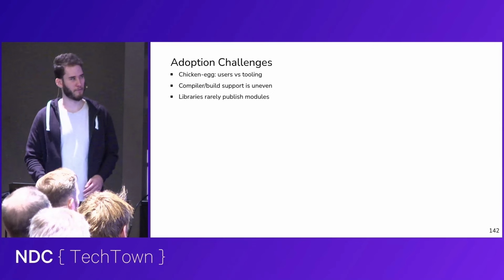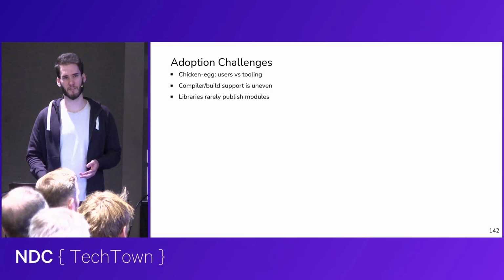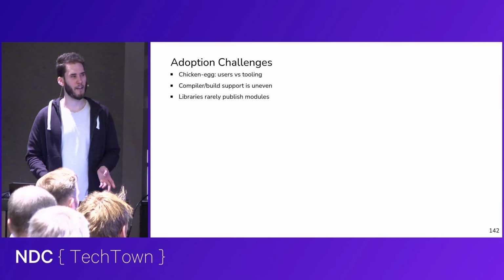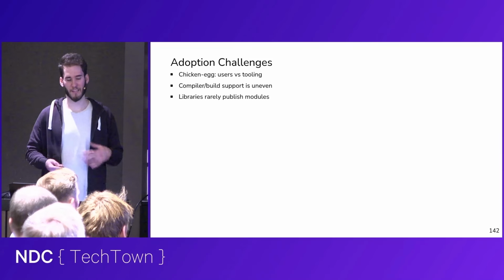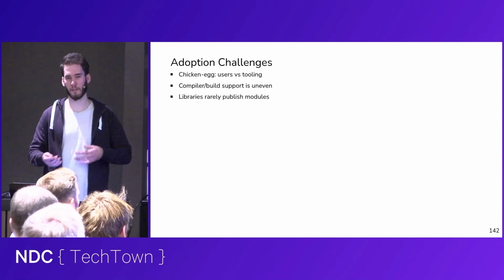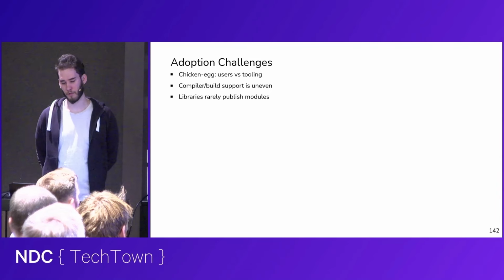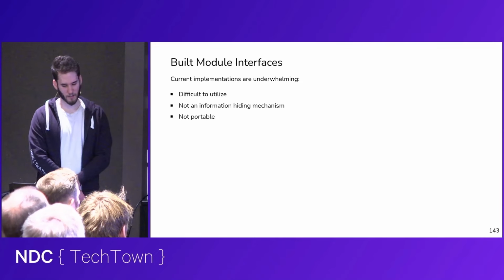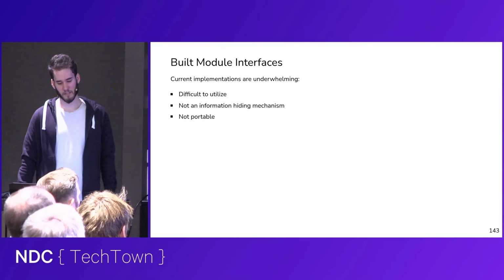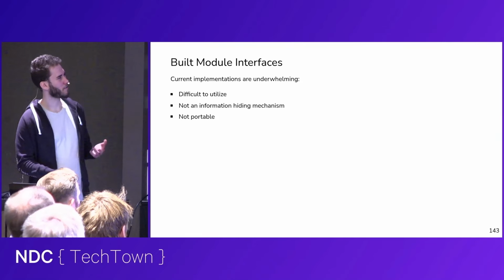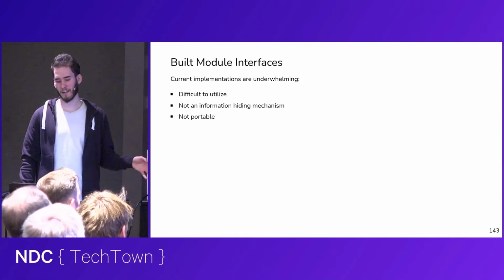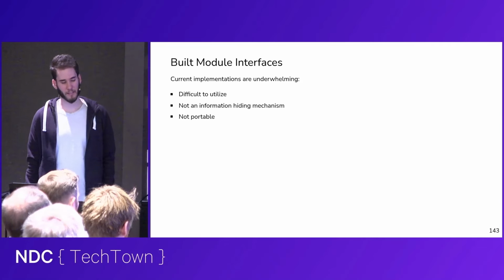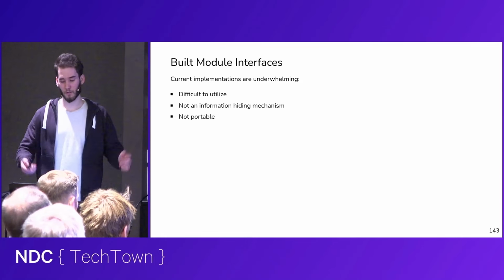And also there are libraries that rarely will publish modules, so for most of your libraries, you will not really get this module interface access, so you might not bother to try to utilize modules a little bit more in your project. And also you get things like your build module interface is not really being portable. So they're really difficult to utilize as of right now. They're not an information hiding mechanism, so that's not even a redeeming point, and you cannot share them between compilers.